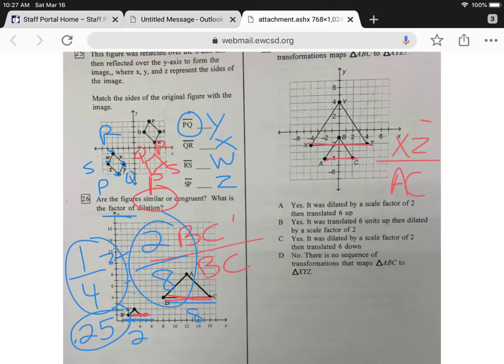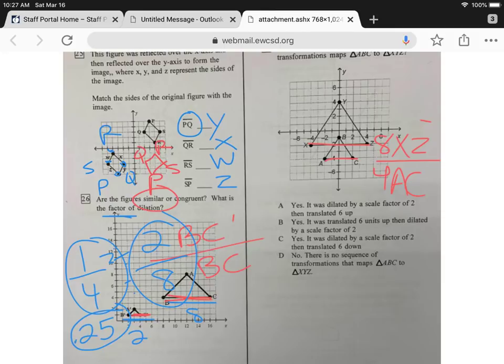So XZ is going to be from -4 to +4, so that's going to be 8. And then AC just goes from -2 to +2. If you don't see what I'm looking at here, I'm looking at the points from here to here, and it's -2 to +2. This was 8. This is going to be 4. 8 over 4, we're going to break that down to 2, right? 4 into 8, 2 times. So you could say, yes, it was dilated by a scale factor of 2, then translated up.